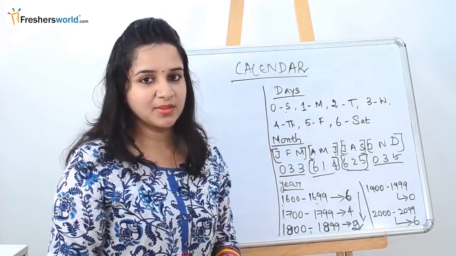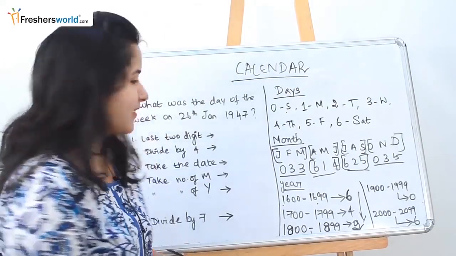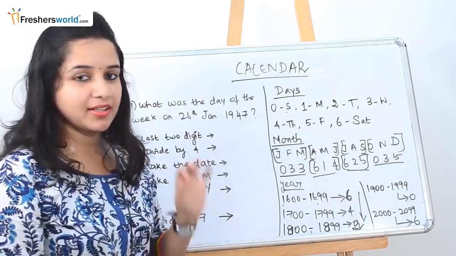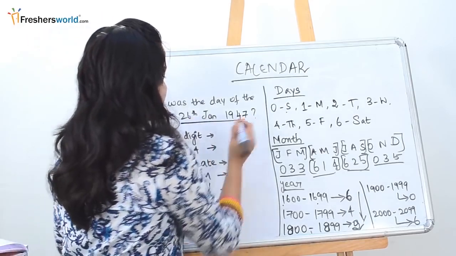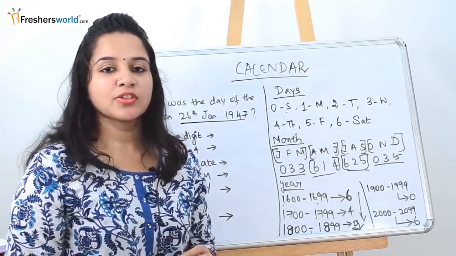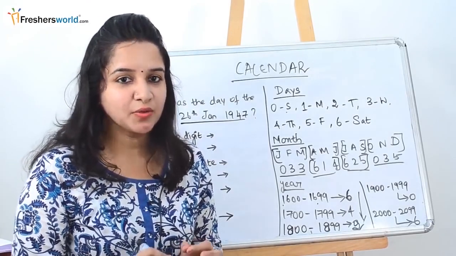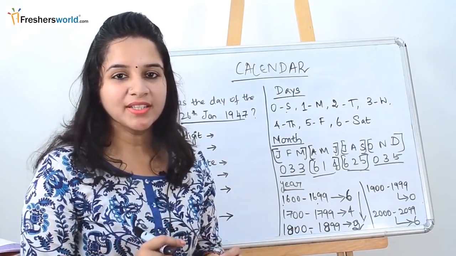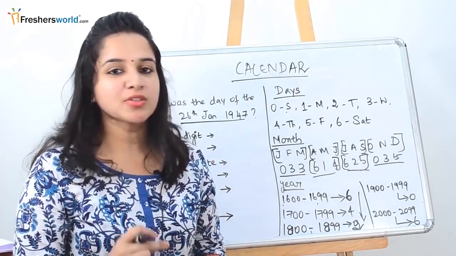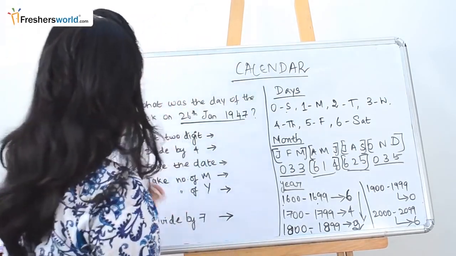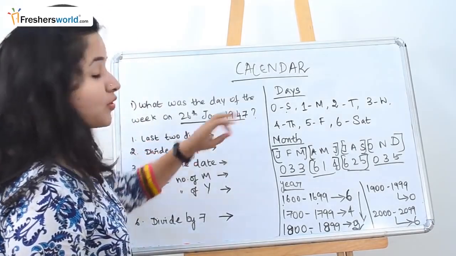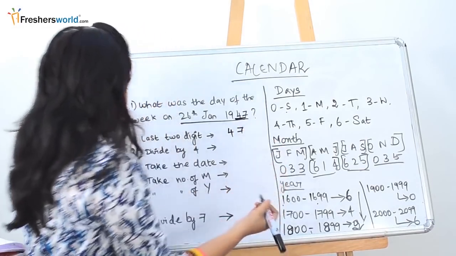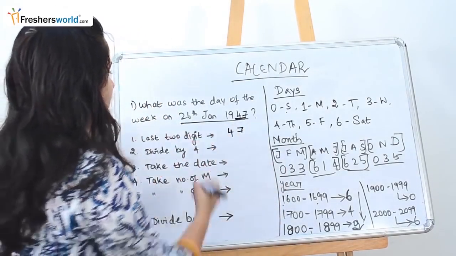So let's get started with a simple question now. The first question given is: what was the day of the week on 26th Jan 1947? There are basic 6 steps one needs to follow to answer this question. Those are very simple steps. Once you understand the concept of these 6 steps, you can solve it within 15 seconds. First, take the last 2 digits of the year, which is 47. Next, divide it by 4. You have to divide 47 by 4.